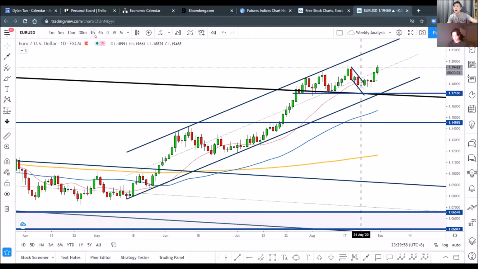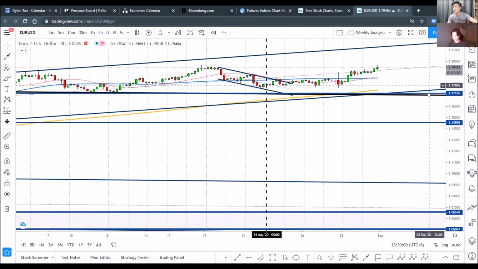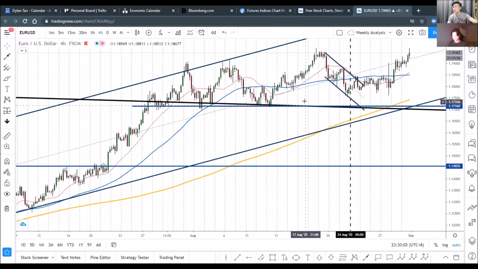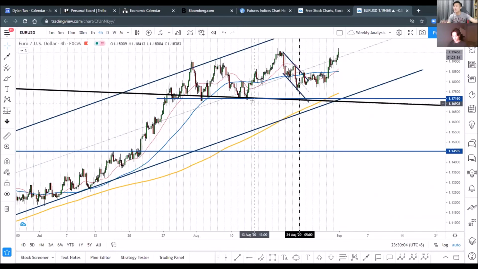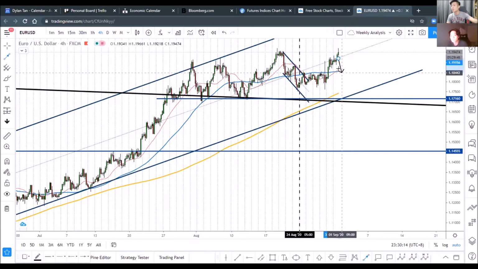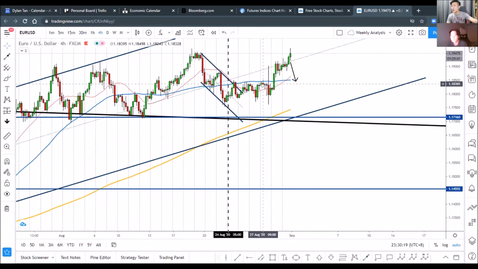In the short term, we can clearly see that the euro dollar still has the potential to go even higher. So what I wanted to do was to buy the euro dollar again today, if it pulls back to this level at 1.84, because that's where it broke out from this small little range right here.